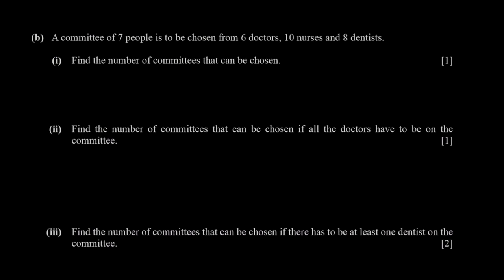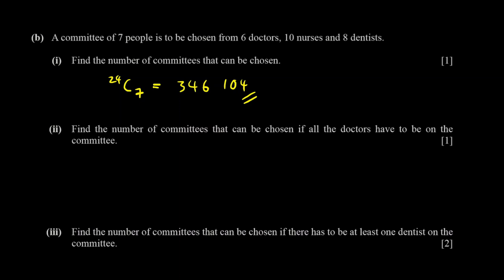And I'm choosing 7. So that is going to be 24C7. So what I'm going to do is put that into my calculator. 24C7 is 346104. So 346104, right? So that should be that.